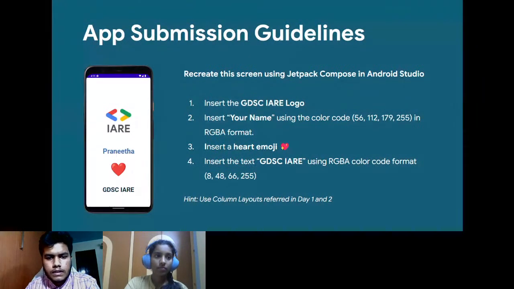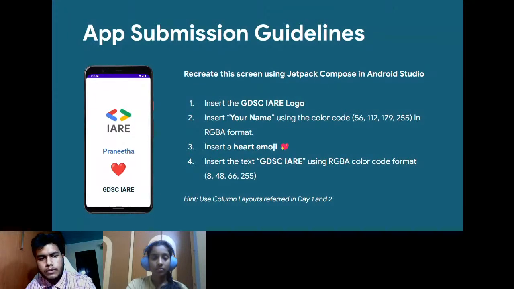You have to recreate this screen using Jetpack Compose in Android Studio. This is how we have designed it. You have a GDSC IARE logo, and below that you will be inserting your name, and the color code is mentioned here. This is in the RGBA format. Then below that you'll have to insert a heart emoji, and then under that you can just mention the text, which is GDSC IARE. We have also included the color code for that in the RGBA format.